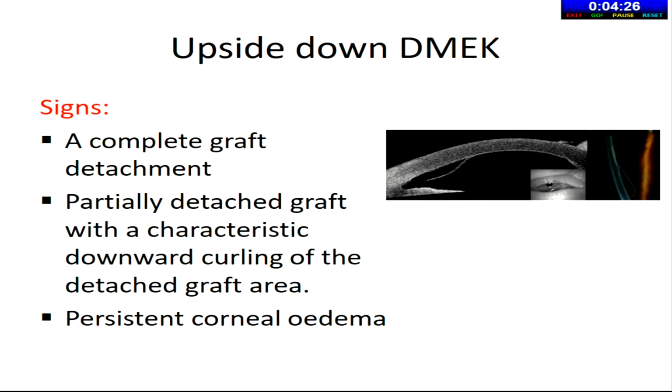So what happens then once you have created an upside down DMEK graft? Well, it may not attach, and it may detach altogether. It may partially detach, and then when you look at the periphery, instead of the scroll going up like this, it may be going down like that, in which case you know it's upside down. There may be persistent corneal edema, and it's really important to video all your surgery, because you can always go back and look and see.